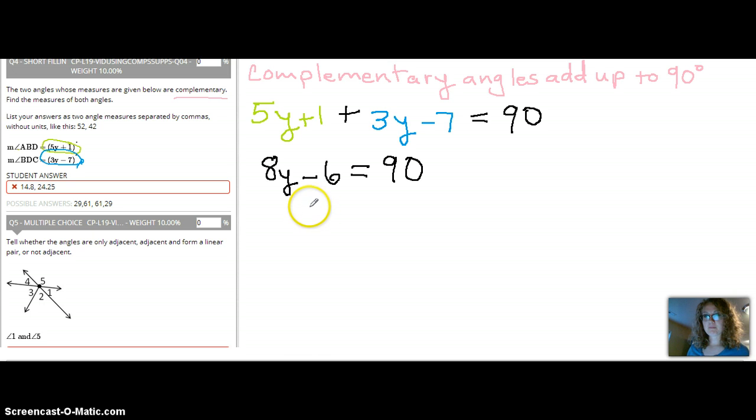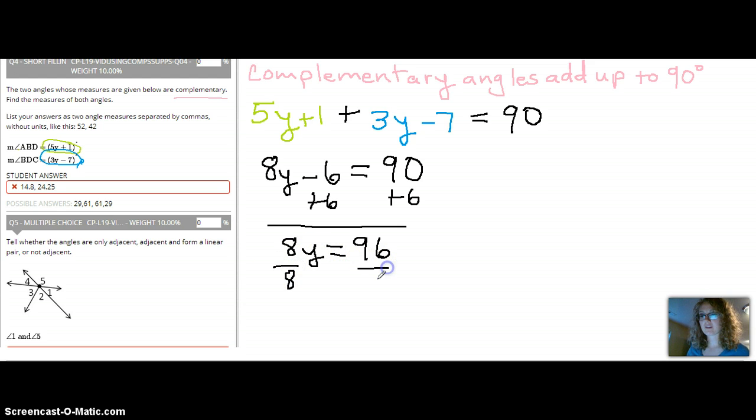One of the final steps is to add 6 to both sides. And we will soon find out that 8y is equal to 96. Which means that when we divide by 8 on both sides, we find out that y is equal to 12. Are we finished? Is that it? Ooh, we have to look back at the question and remember that we're supposed to find the measures of both of these angles. So we know we're going to have two answers, and we just found out what y equals, the variable. We didn't find out what the actual angles are, so we still have to evaluate that.